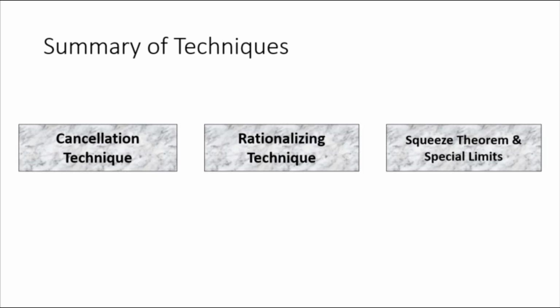Summary of techniques. When tackling limit problems, remember these key strategies. First, the first move is to always try direct substitution. If it fails, meaning you get 0 in the denominator, then either the limit does not exist or it is in the indeterminate form. In the case of the latter, the indeterminate form 0 over 0, the following techniques might be able to help.